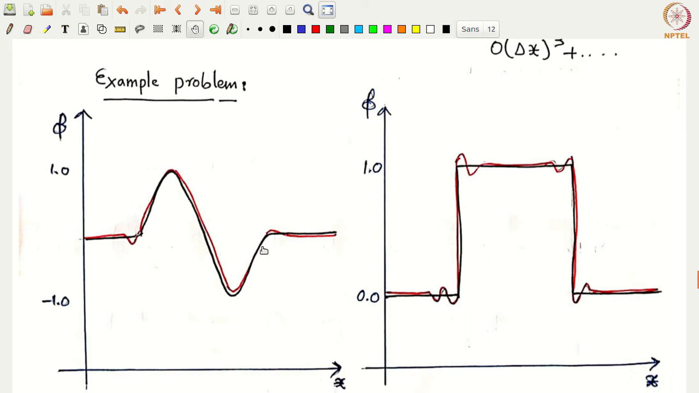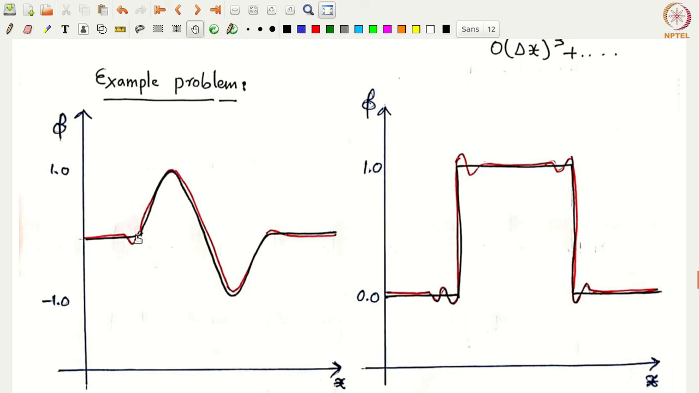Okay, so what we see is that because there is no dissipation-like term, unlike the upwind difference scheme, the peaks are now very much preserved. I have drawn this red curve somewhat closer to this, but it is exactly overlying on top of it. I just drew it very close so that you can perceive it. So there is no diffusion.